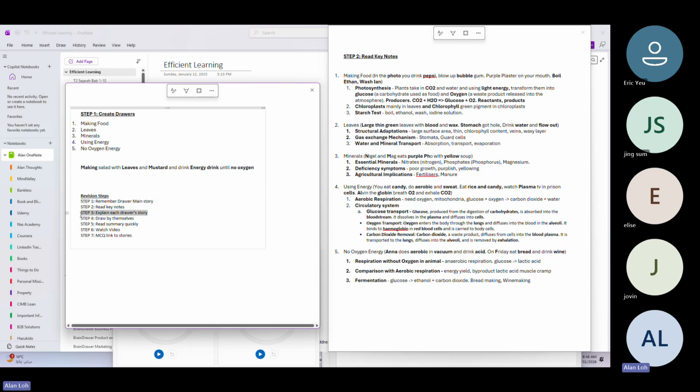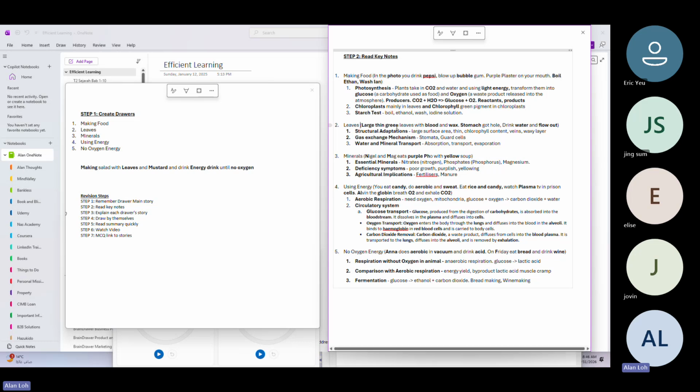Now, do you remember the story for each drawer? The story for each drawer is here in the bracket. Every drawer will have a bracket, and that is the story that is related to that drawer. Right.